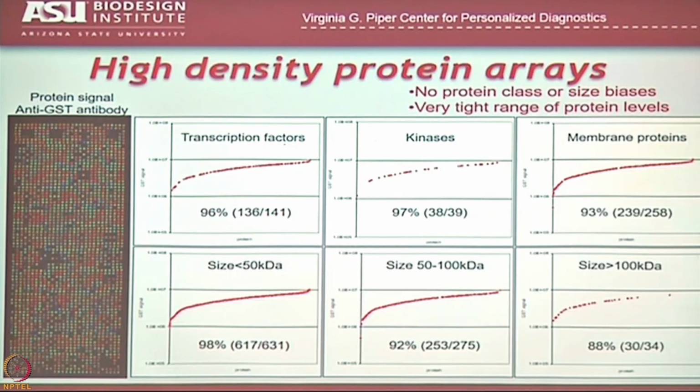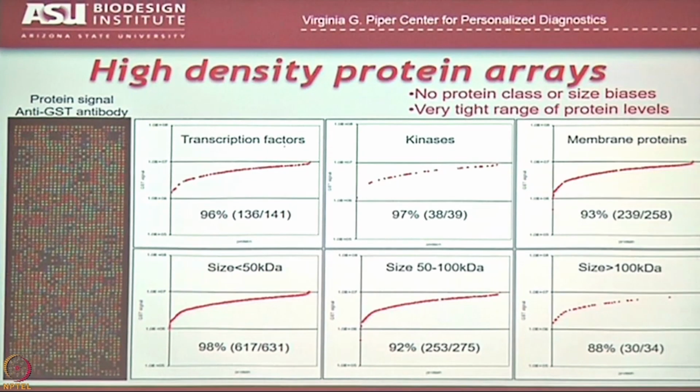Occasionally, we'll run into proteins that have unusual amino acid sequences that make it difficult to get high yield. But that is by far the exception.